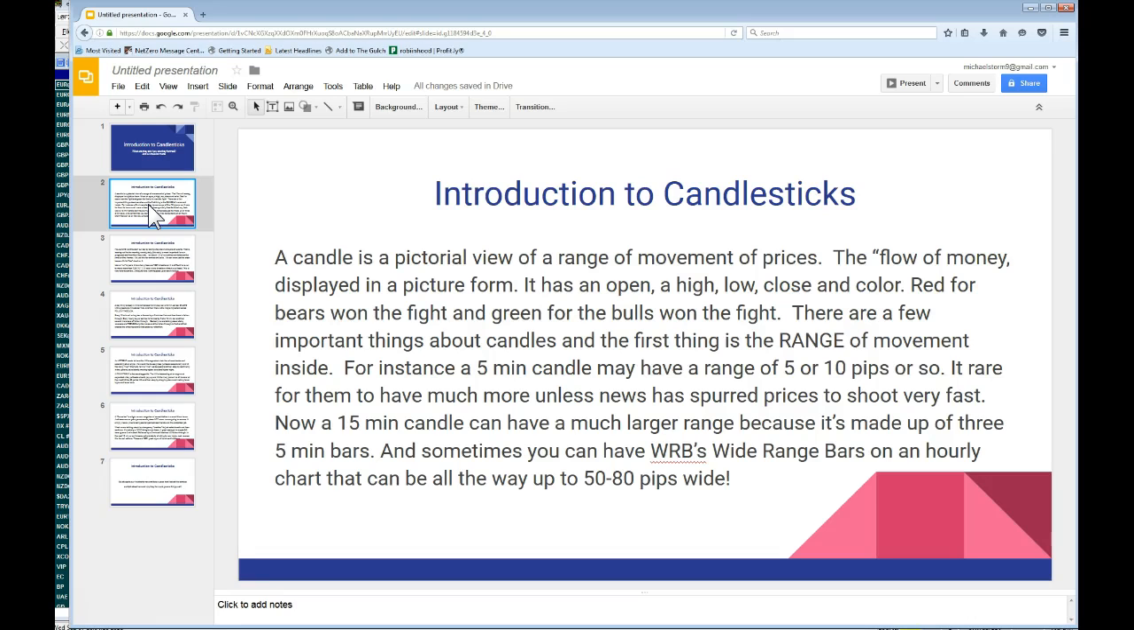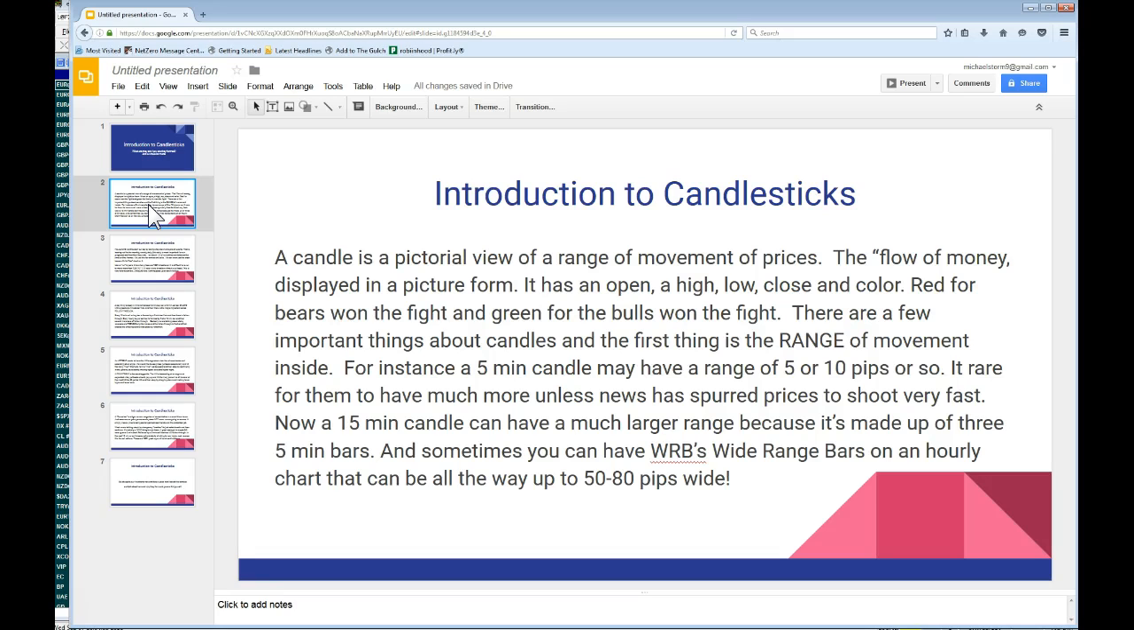There are a few important things about candles, and the first thing is the range of movement inside of that candle. As an example, a 5-minute candle may have a range of maybe 5 or 10 pips or so. It's pretty rare for them to have much more, unless some news came in and spurred prices to shoot very, very quickly, and then you have liquidity gaps that are formed inside that candle and you don't even know about it because it doesn't really show. The 15-minute candle can have a much larger range because it's made up of three 5-minute bars.